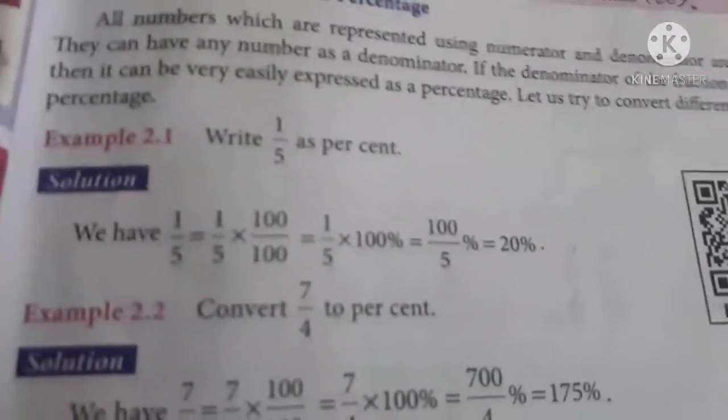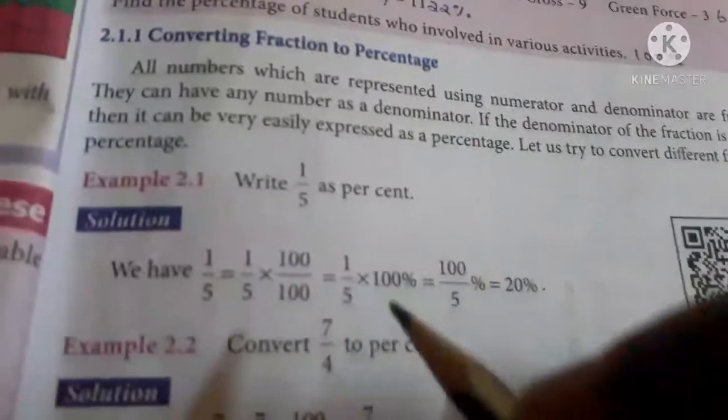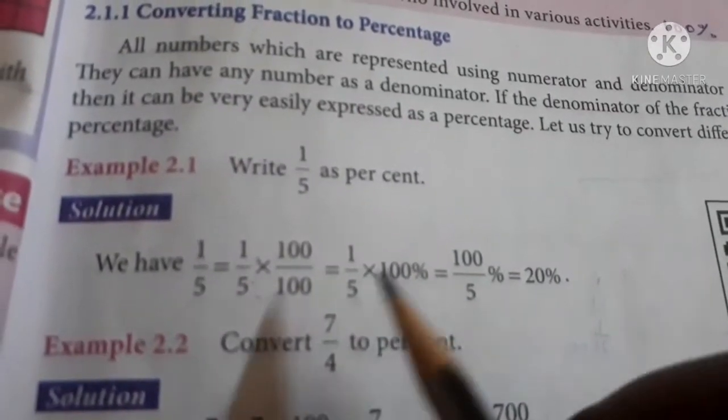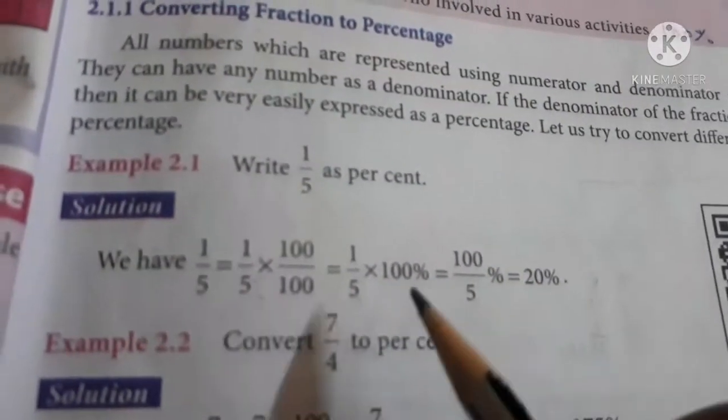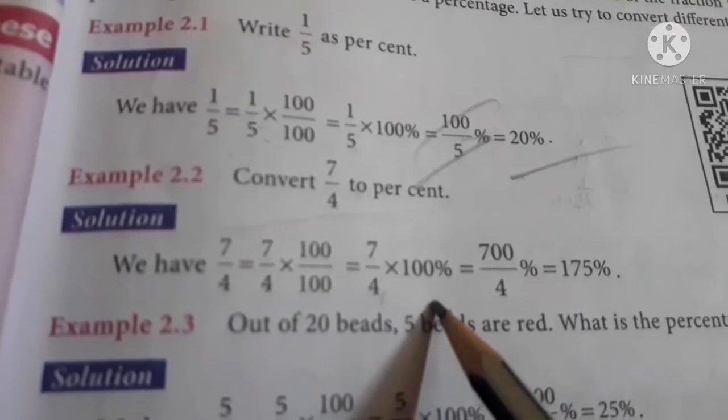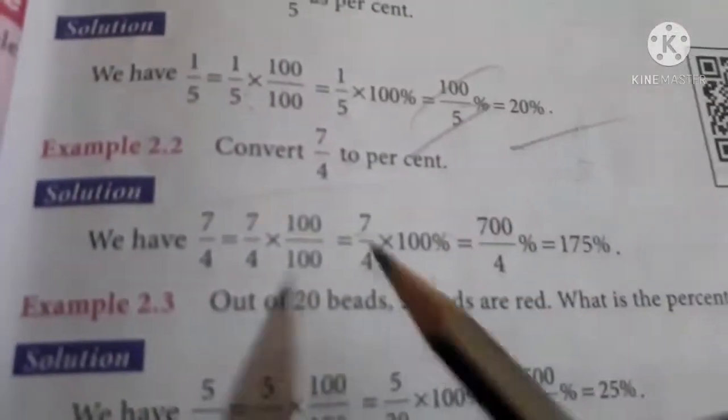Write 1 by 5 as percent means you should just multiply and divide it by 100. So it is 1 by 5 into 100 percentage. That is 1 into 100 by 5, so 100 percentage divided by 5. When you cancel, it is 20 percentage. Convert 7 by 4 to percent. Now 7 by 4 into 100, what you will do? 700 by 4. When you cancel, you will get 175 percentage.